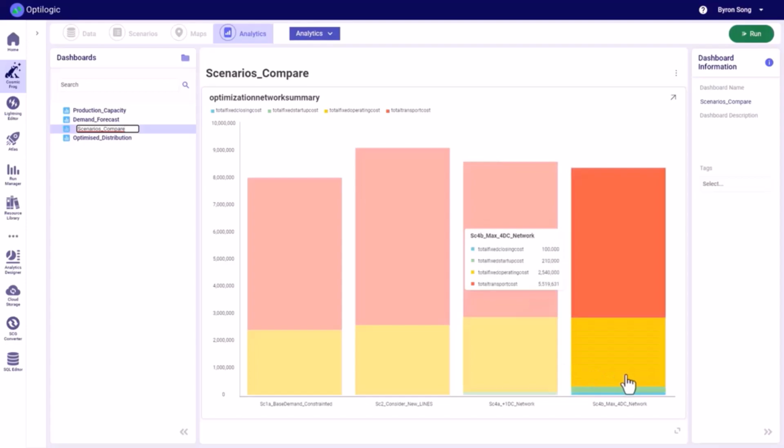The next scenario gives the model even more freedom to optimize by allowing the model to consider closing DC3 and open up potentially 2 new candidate DCs. And we can see that the cost is reflecting the capex investment in the closing cost, the startup cost, and the fixed operating cost. But the benefit is even lower transportation cost and improved service levels.